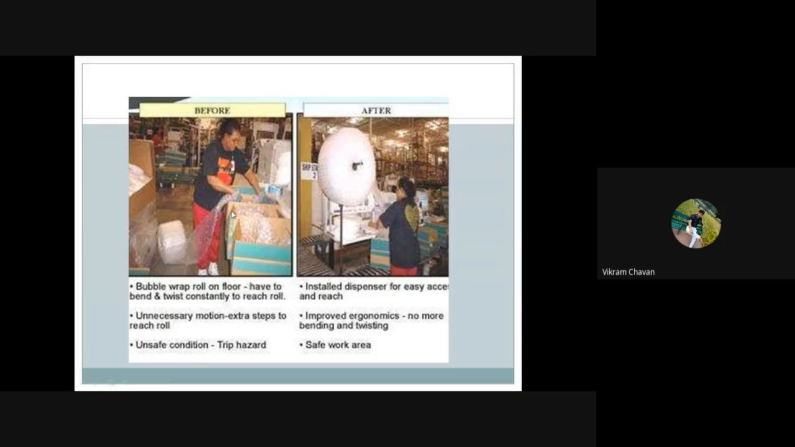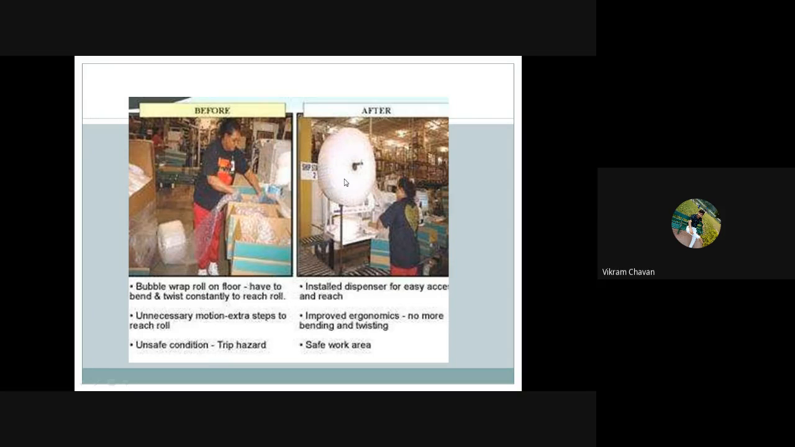So this is before applying Kaizen. And after applying Kaizen, what Kaizen is applied, what is the improvement? Now this roller is provided at a somewhat higher location.